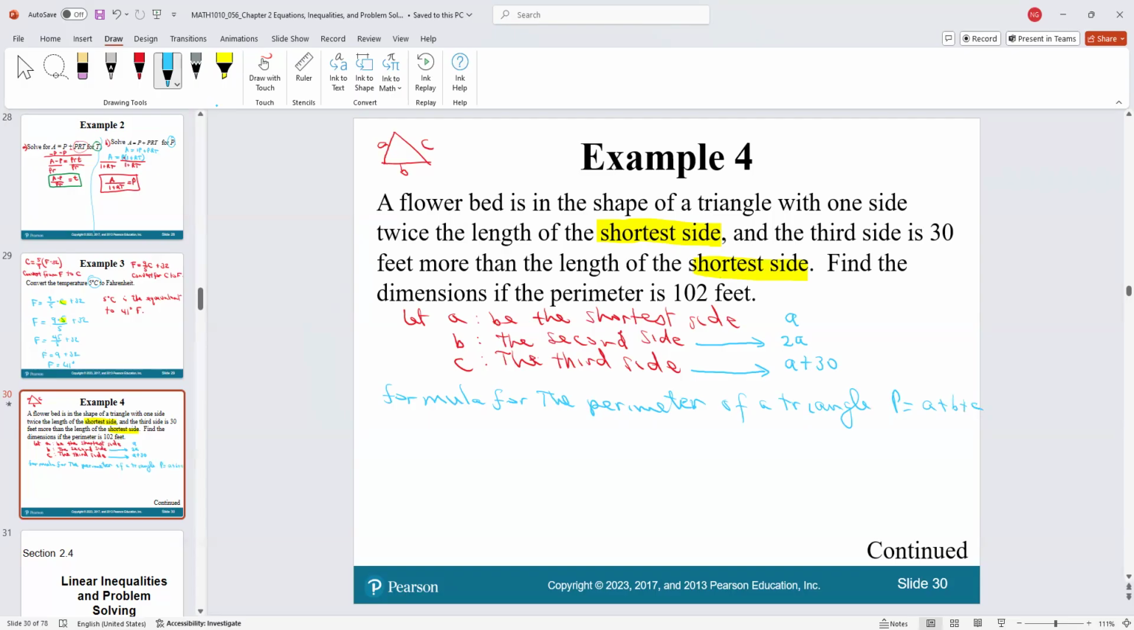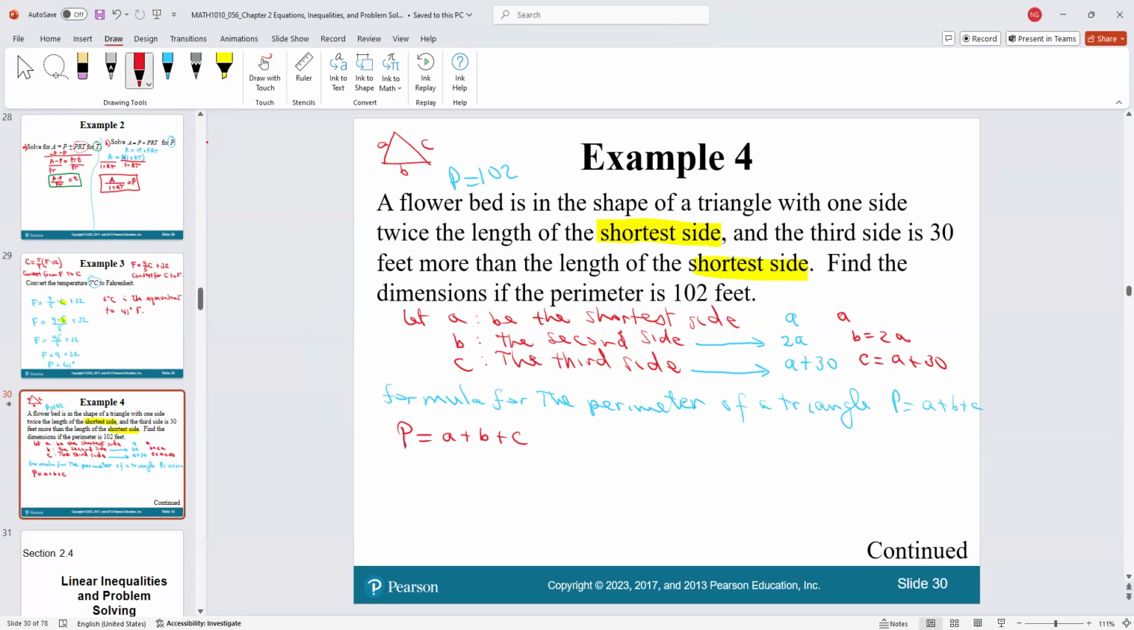We need to identify the length of the shortest side. Then the length of the second side is twice the length of the shortest side. And the length of the third side is 30 feet more. Now we know the formula. Now we can substitute. Remember we said P is 102. So we know what P is. So if we have perimeter equal A plus B plus C, remember here we have A, and B is 2 times A. C is A plus 30.